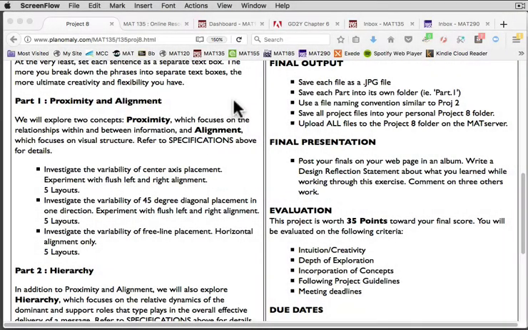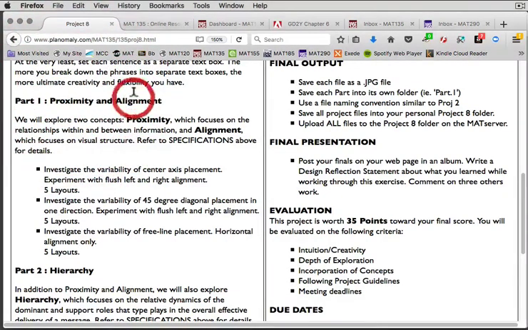All right, troopers, in this video we are going to look at part one, dealing with proximity and alignment, and we're going to talk about what that means and look at some samples.